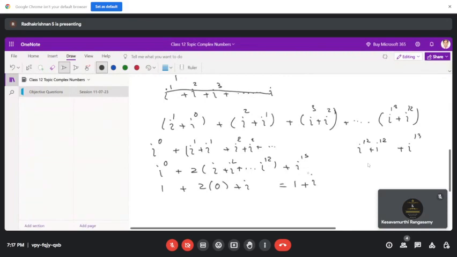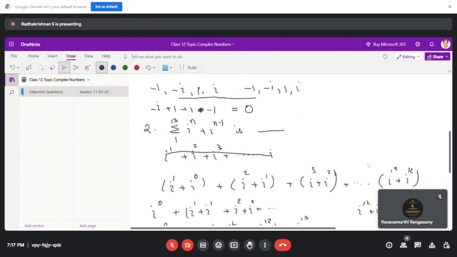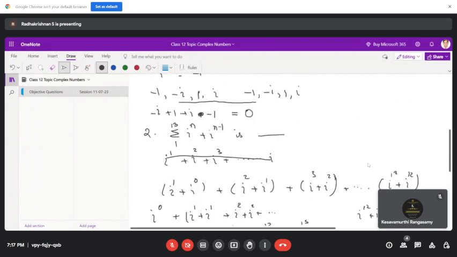1 plus i. So is that option there? 1 plus i. Yes, sir. I didn't write the options. I think that it's there, right? Yes, sir. 1 plus i is the first option. Okay.